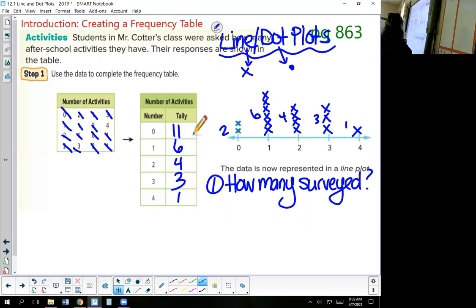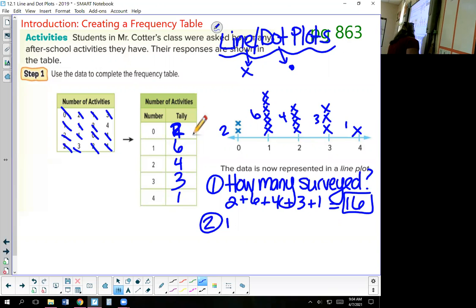4, 3, and 1. So I would add 2 plus 6 plus 4 plus 3 plus 1. 4, 8, 10, 15, 16. 16 kids were surveyed. So you just count all the x's, okay? The total. Or like you said, the tally. I don't always do the tally. So you're going to go straight from this to this, okay? All right. Now, ready? I meant to do 2. Sorry, I did tallies initially and then I changed my mind. Okay, ready?